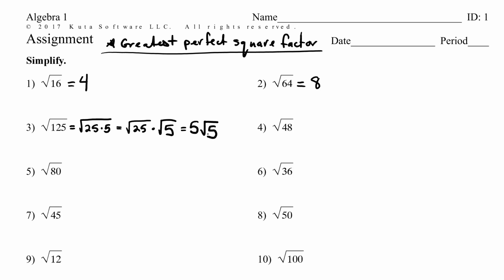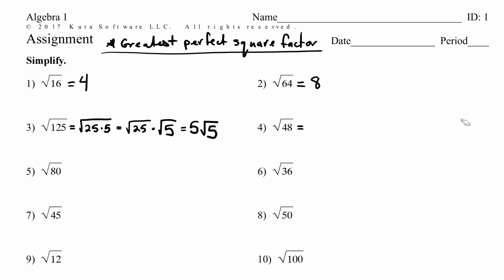Let's look at this one right here. The square root of 48 is, we're going to say 4 times 12. You don't have to write this part down because this one, I want to show you something. So that's just the same thing as the square root of 4 times the square root of 12, which is 2 root 12. Wait a minute, there's still a factor of 4 in that 12. So that means that we did find a perfect square factor, 4, but we didn't find the greatest.